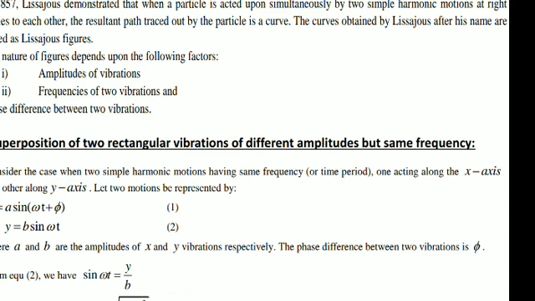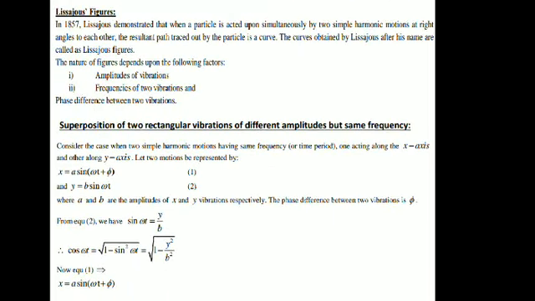This is a very interesting topic, Lissajous figures, because it has very different types of applications also. So let us now discuss superposition of two rectangular vibrations. Rectangular vibrations means one is moving along the x direction, another along the y direction. You can also say superposition of two perpendicular vibrations of different amplitudes but the same frequency. We will assume the frequencies of the two vibrations are the same.